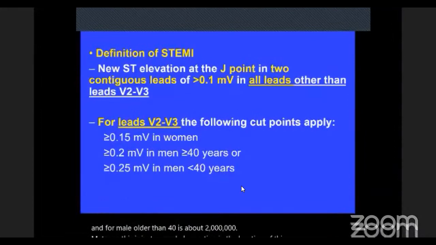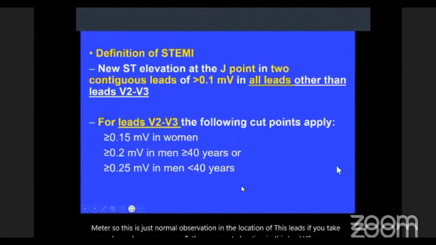So this is just normal observation in the location of these leads. If you take normal people, you see some ST segment elevation in leads V2, V3, which depends on gender and age, of course. It's more in males than females, and younger males tend to have more ST segment elevation than others. Okay, thank you.